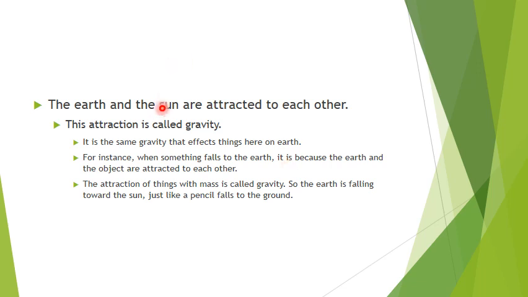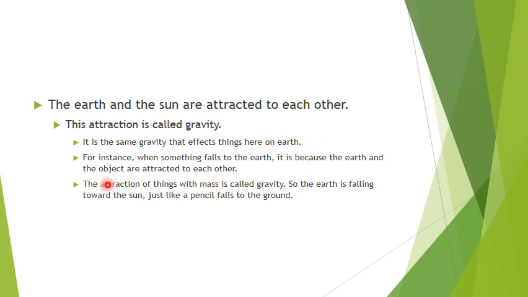Now the main reason why the Earth and Sun are where they are is because they are attracted to each other. And this attraction is called gravity. It's the same gravity that affects things here on Earth. For instance, if you dropped a pencil, it would fall to the Earth. And the reason why it falls to the Earth is because the pencil and the Earth are attracted to each other.